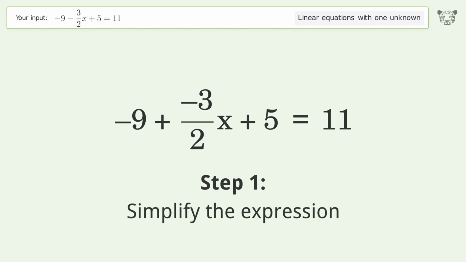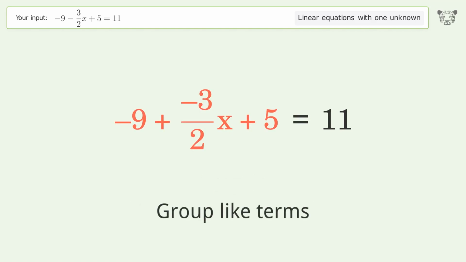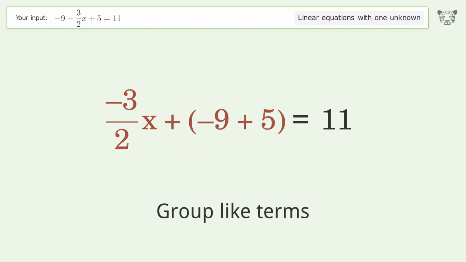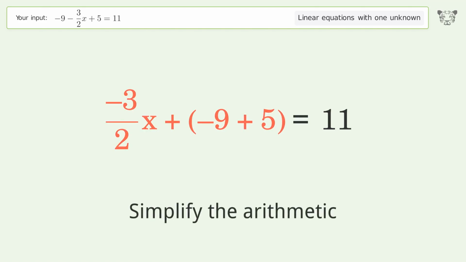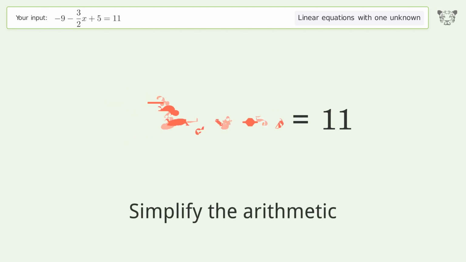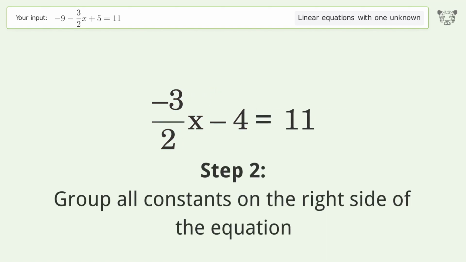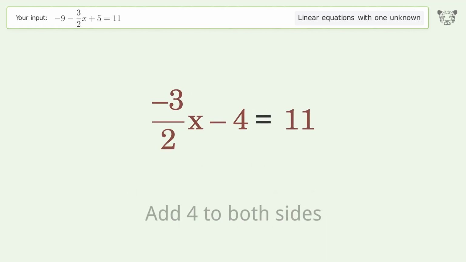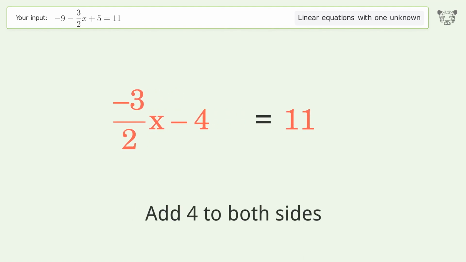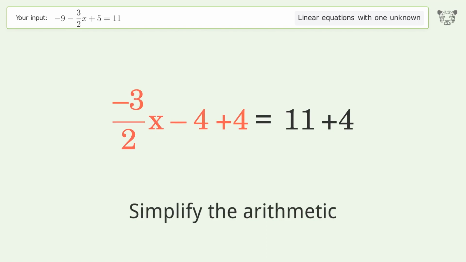Simplify the expression. Group like terms. Simplify the arithmetic. Group all constants on the right side of the equation. Add 4 to both sides. Simplify the arithmetic.